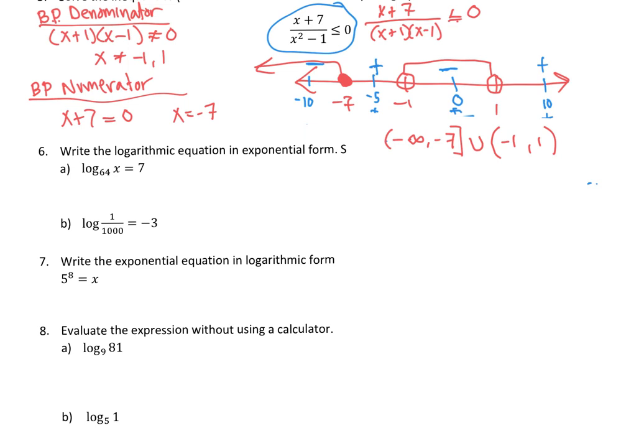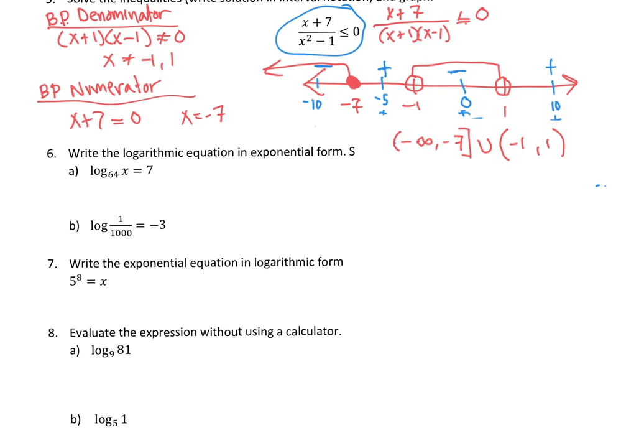So this question, number 6, says write the logarithmic equation in exponential form. I'm not sure why there's an S there, but there's not supposed to be. So we'll just scribble that out. Okay, so if we're rewriting this as an exponential equation, we're going to start with our base and hook that around. So that becomes 64 to the 7th power equals x. And that is just rewriting the equation in exponential form.